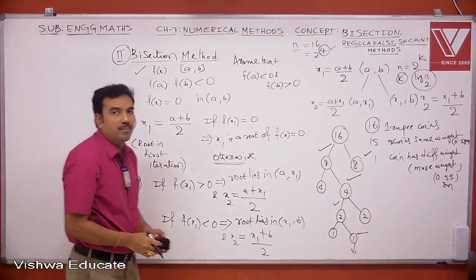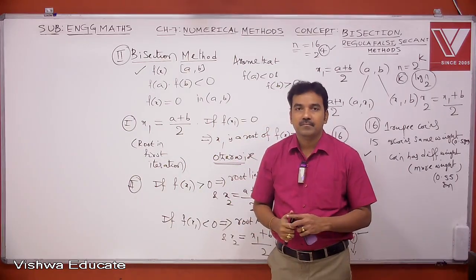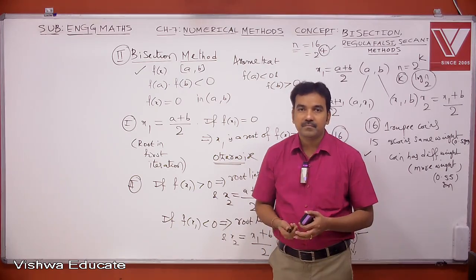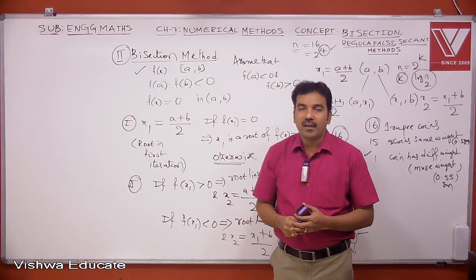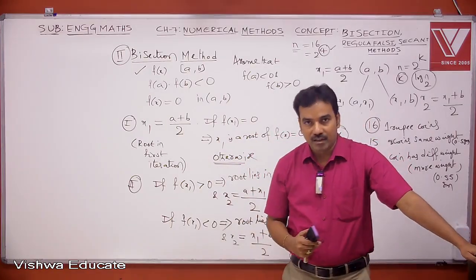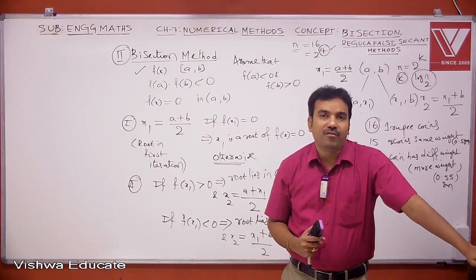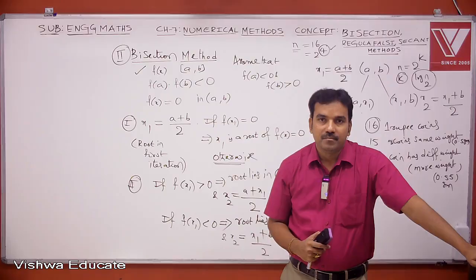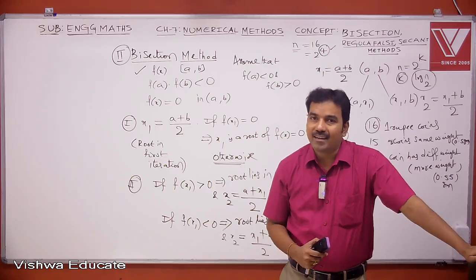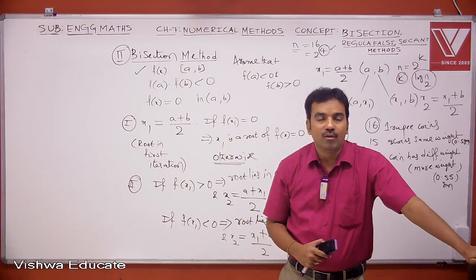Let f of x be a function which is continuous in the closed interval a comma b, and f of a comma f of b have opposite signs. Then f of x equal to 0 has at least one root in the open interval a comma b.